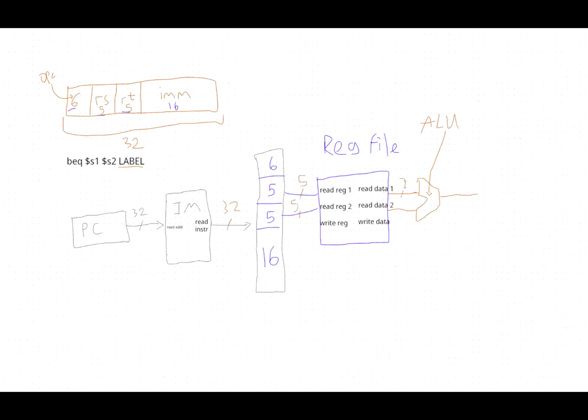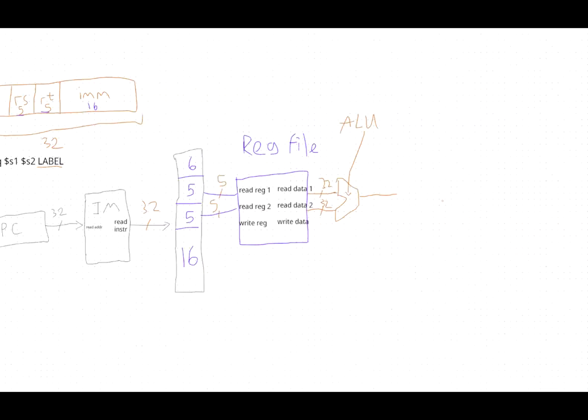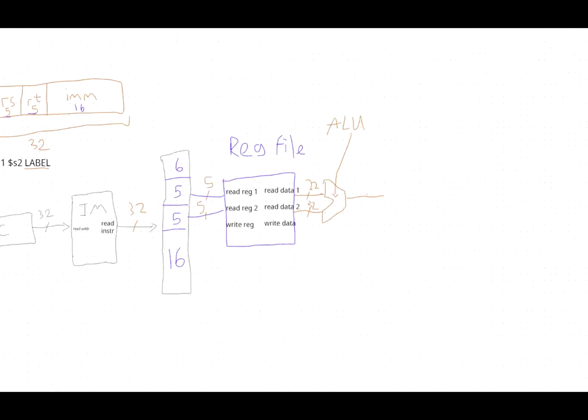This is going to be 32. But this over here, I'm quite sure this is not 32 now. This is just going to be 1. This is 1 bit coming out of here. Why is it 1 bit and not 32?